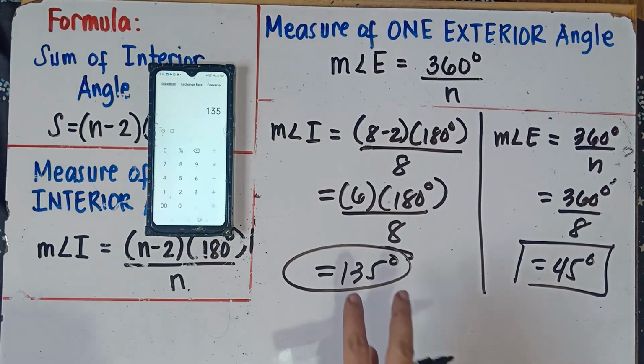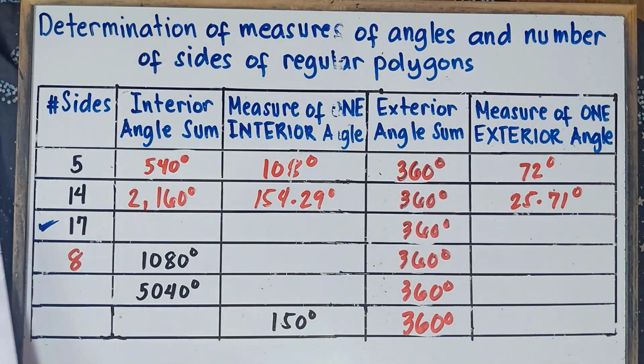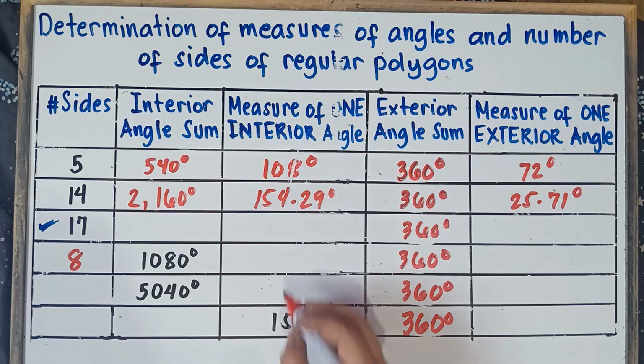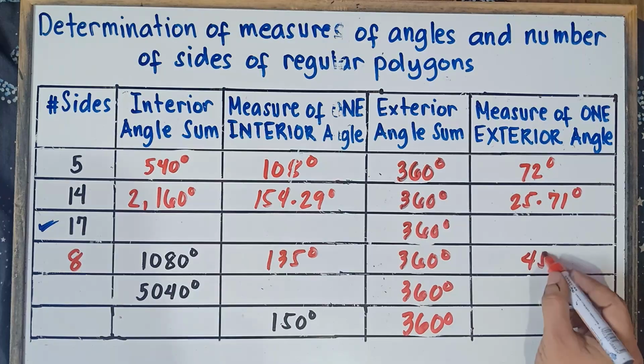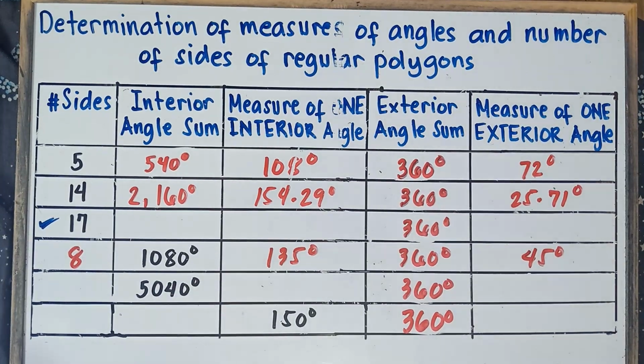Alright, so 135 degrees and then 45 degrees. So this is 135 degrees, measure of one interior angle. And this is 45 degrees. All set, class.